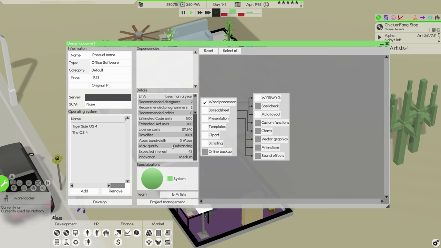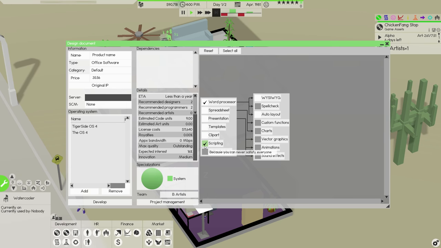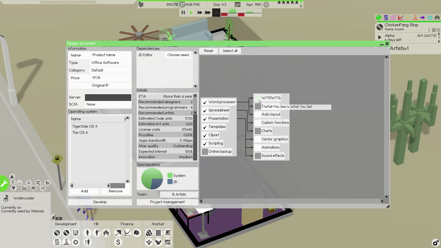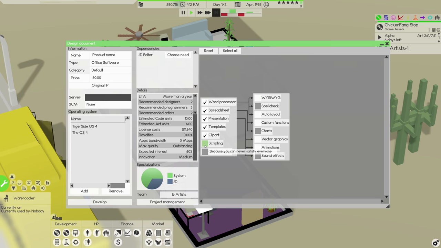1.5 million people, excellent. And a word processor, what is that? Expected interest 4%. Trying to figure out what brings in the most people. Oh, look at that. It tells me code units now. You know what? 17 code units is not bad. We can pull that off. Absolutely. 100% interest. That's excellent.